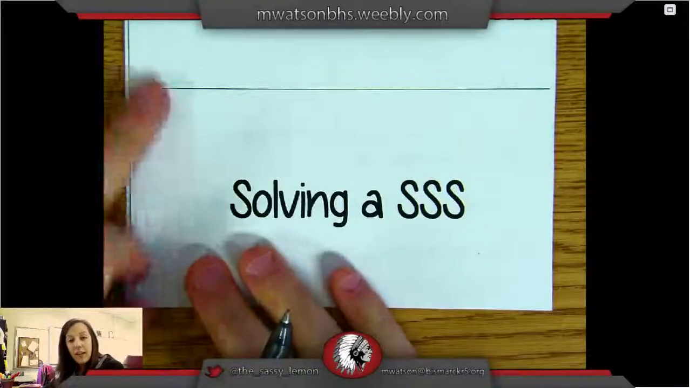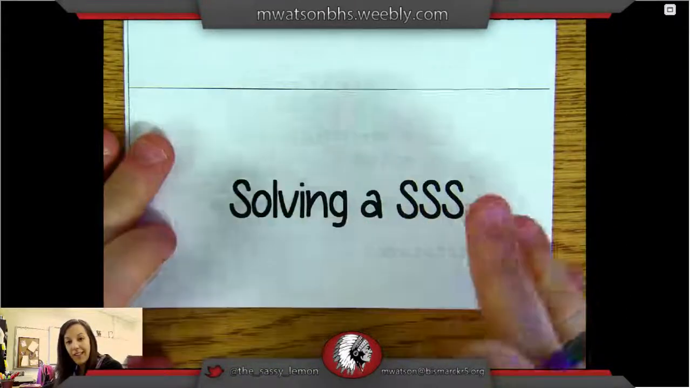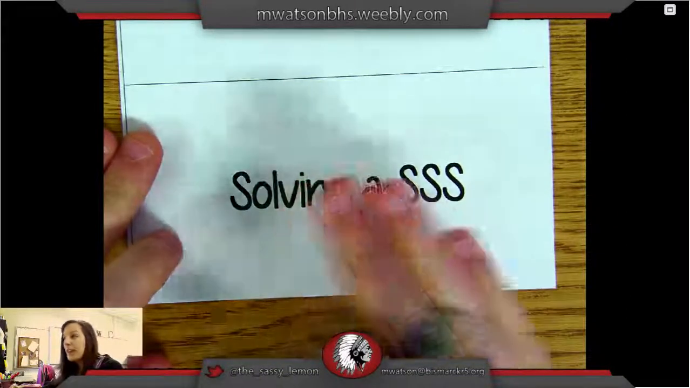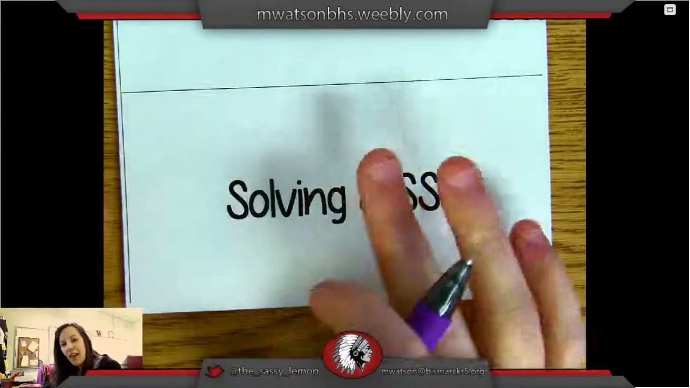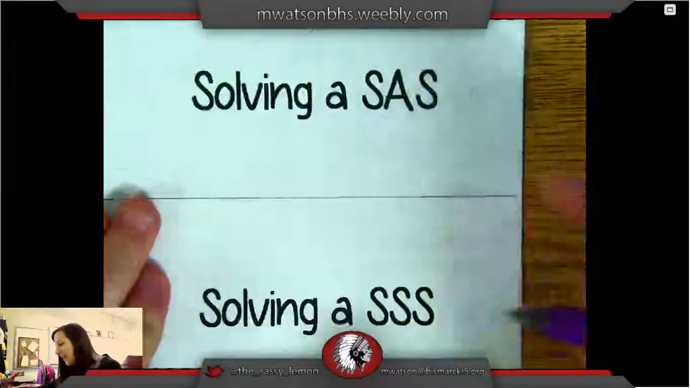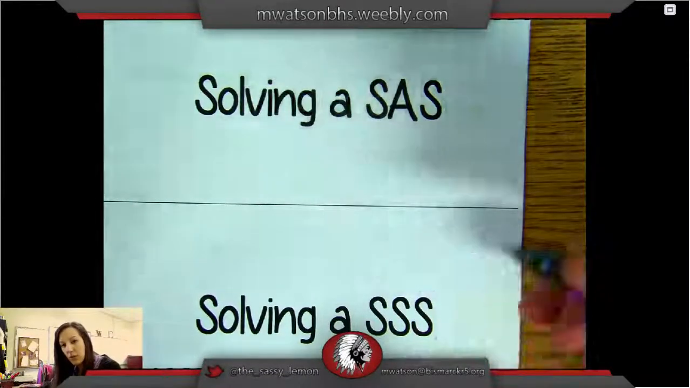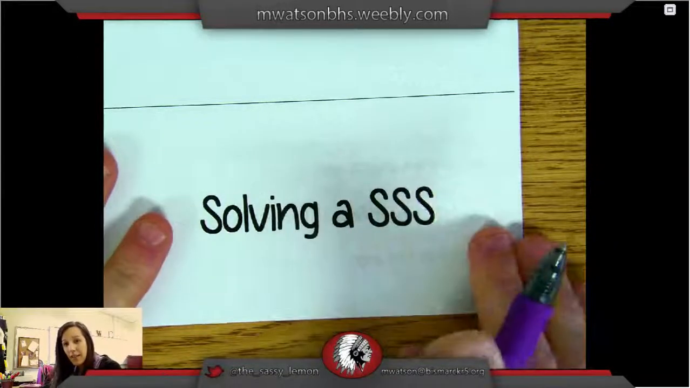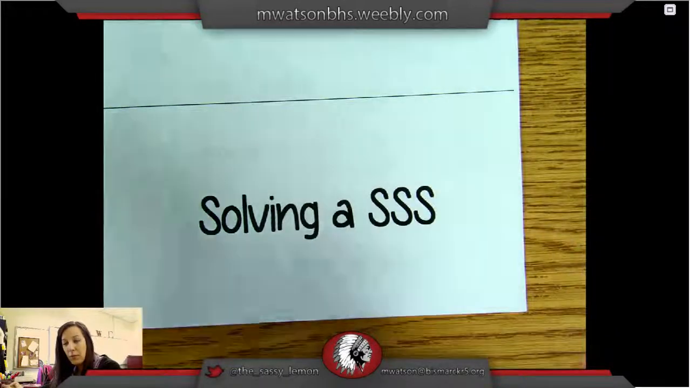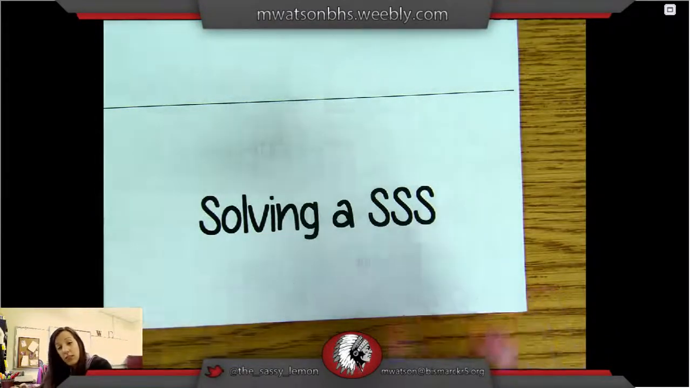So for our second example, we're going to work with solving a side, side, side. With the last one, it seemed kind of intuitive that we would find the side across from A, and then we'd have a known ratio. But here we have side, side, side. So maybe we're going to have to find an angle to have a known ratio.